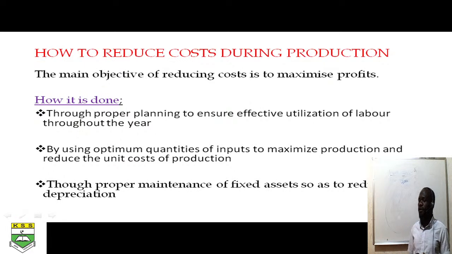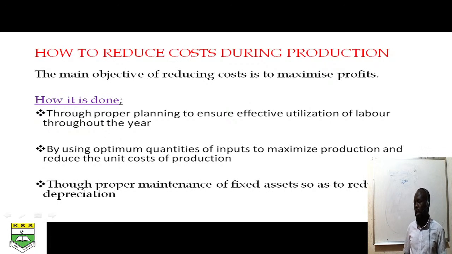So one is through proper planning. Proper planning is very important. For example, if you know that you have a number of workers, don't employ permanent people only. Employ both permanent and contract workers, so that at the time you're not producing, you don't spend. But if you employ only permanent workers, when you're not producing, where are you going to get the money to pay them? That's why most firms, most companies, have both permanent workers and those who are not permanent.